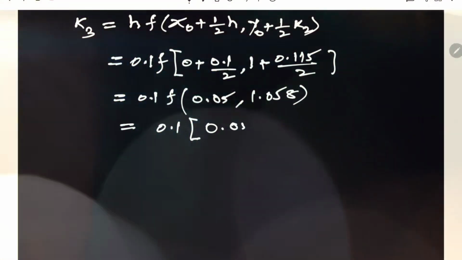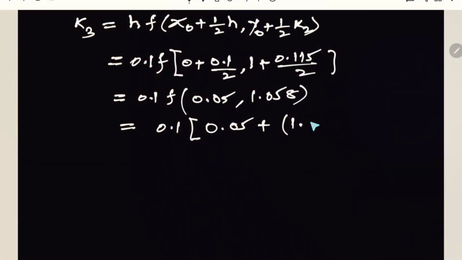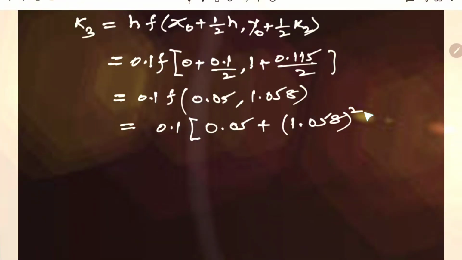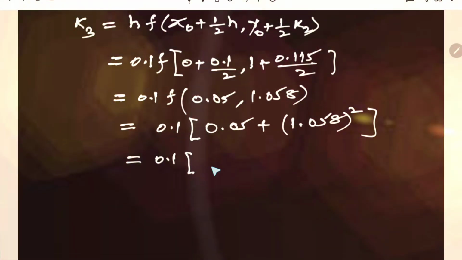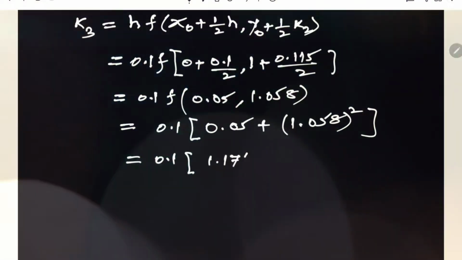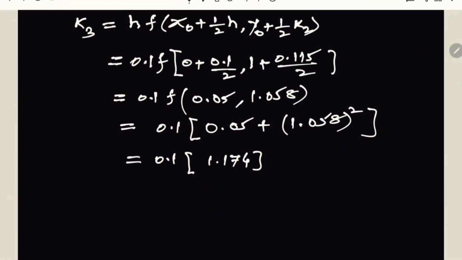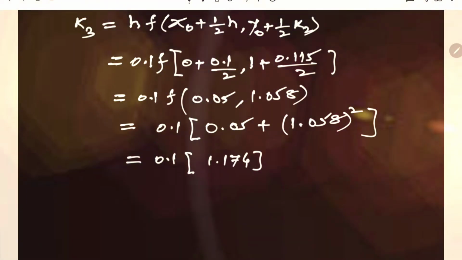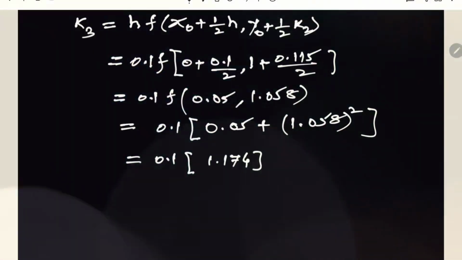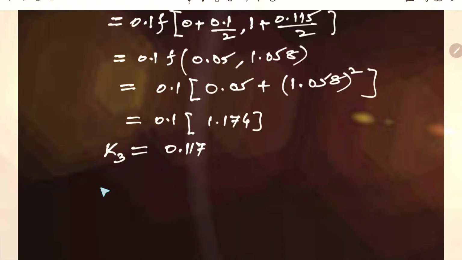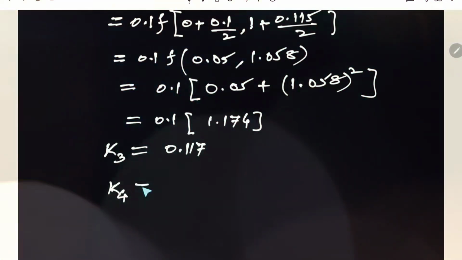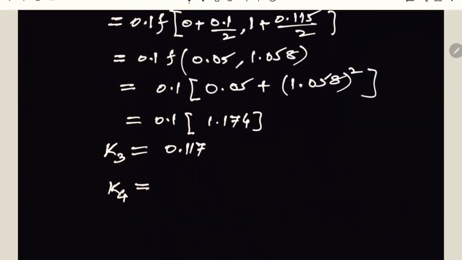And then calculating the value, it is 0.05 plus 1.058 whole square, which is 1.174. When multiplied by 0.1, it becomes 0.117. That is the value of k3.